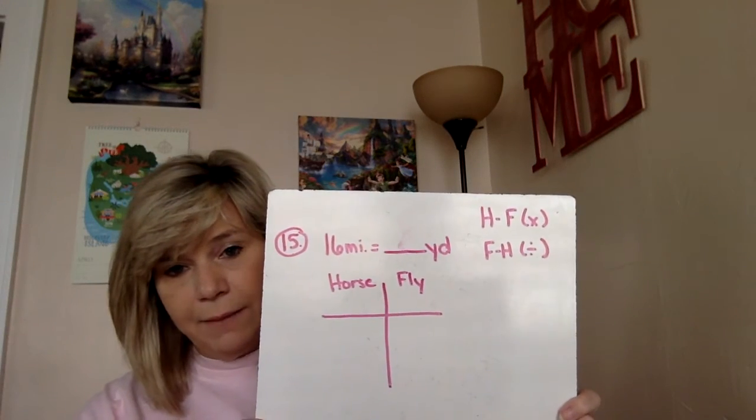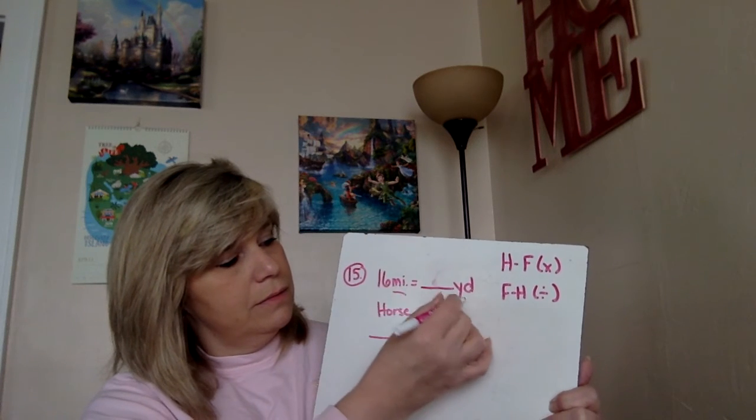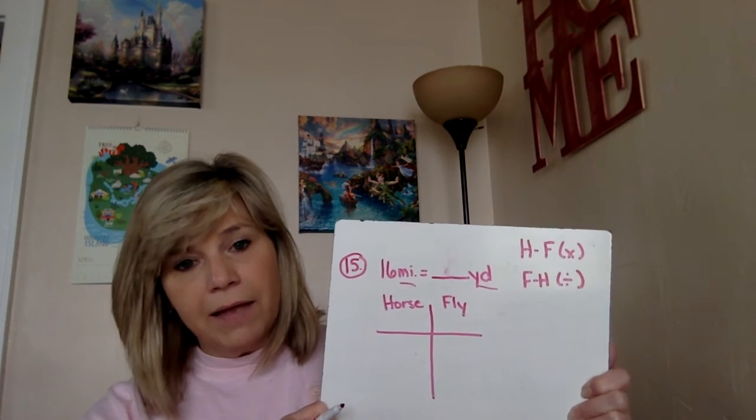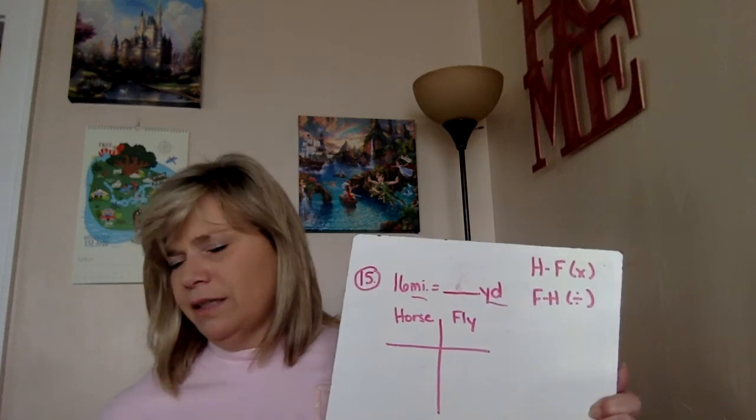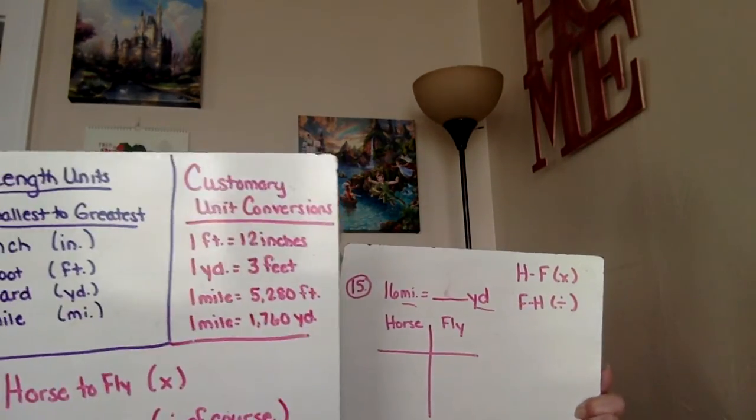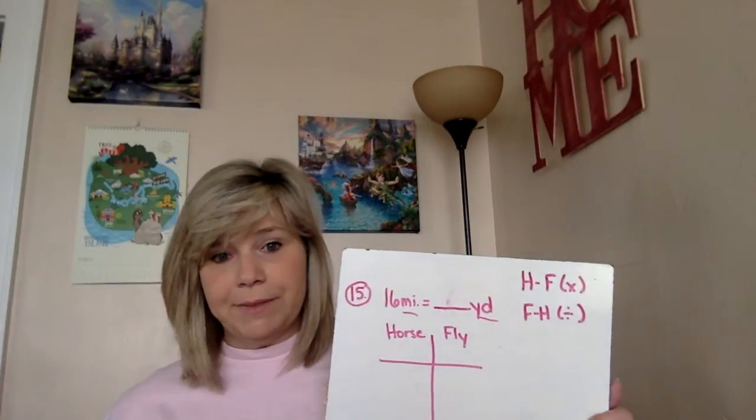T-chart. Horse is always first. Fly is second. Get yourself in those patterns and routine. Space below our horse and fly. And let's look at those units. Who's bigger, the mile or the yard? And you're saying, oh, I don't know. Chart. We know that the mile is bigger. So our horse is going to be 1 mile. And our fly is going to be something with yards.